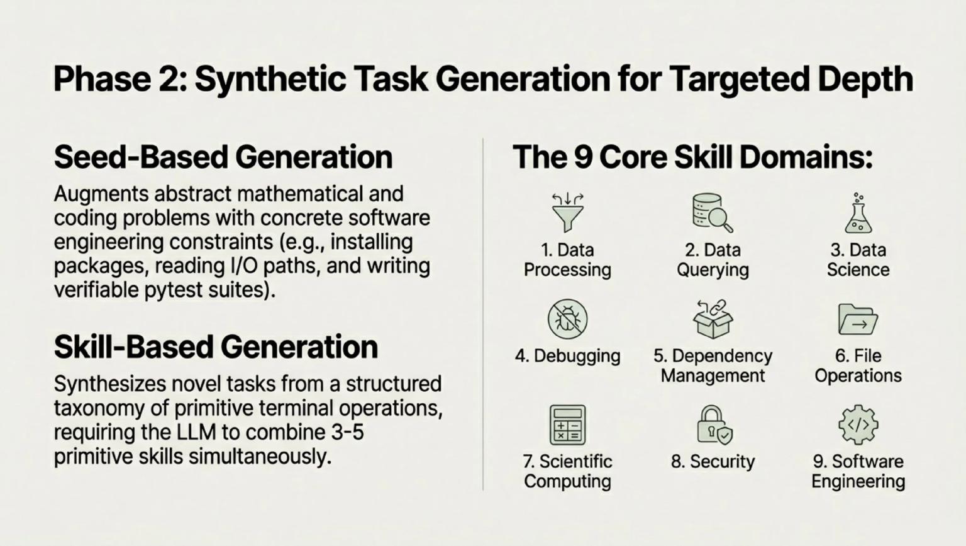Moving to Phase 2, we focus on targeted depth. We do this in two ways: seed-based generation, which augments abstract mathematical and coding problems with concrete constraints like installing packages or reading I/O paths. Then, we use skill-based generation to synthesize novel tasks across 9 core domains, such as data querying, debugging, and security, forcing the model to combine multiple primitive skills simultaneously.